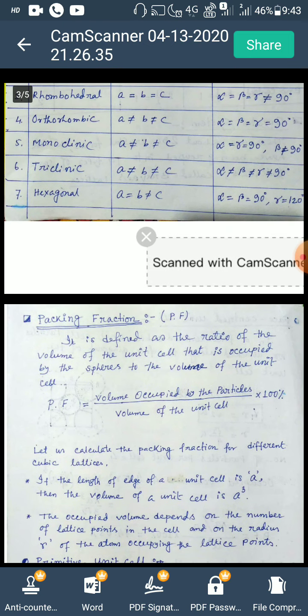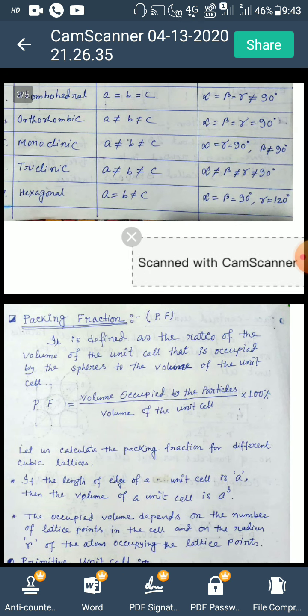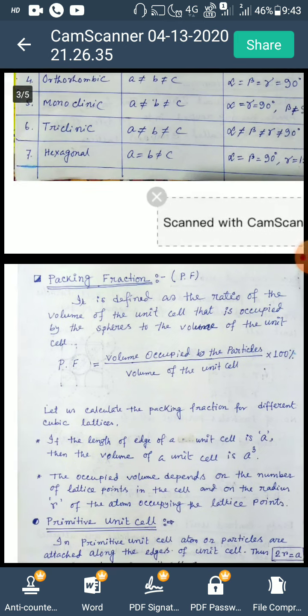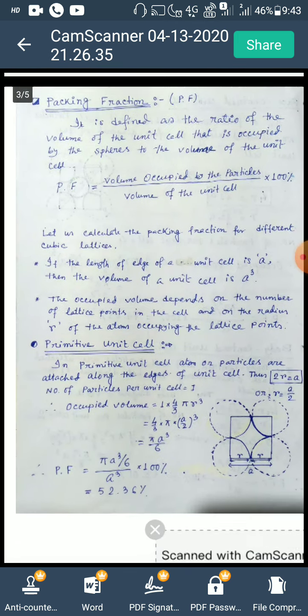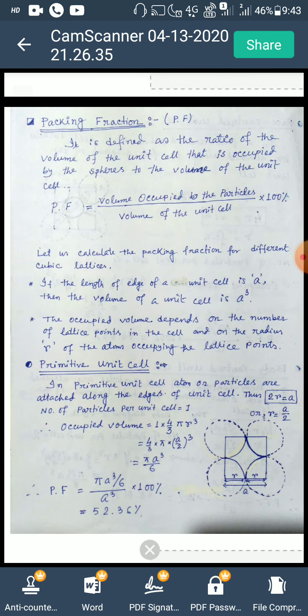And the last, hexagonal. In case of hexagonal, A and B values are equal but not equal to C, and the alpha and beta values are equal to 90 degrees and the gamma value is 120 degrees. Now, packing fraction. What is packing fraction?